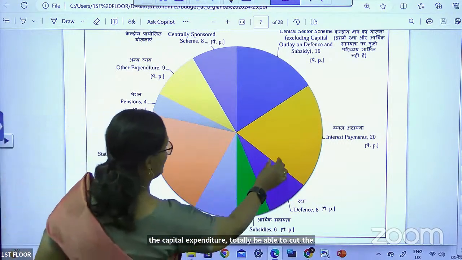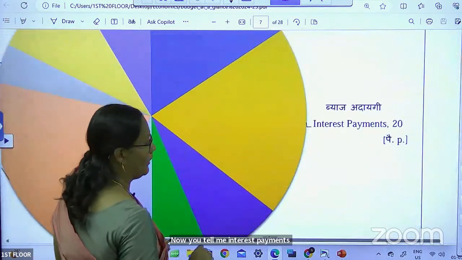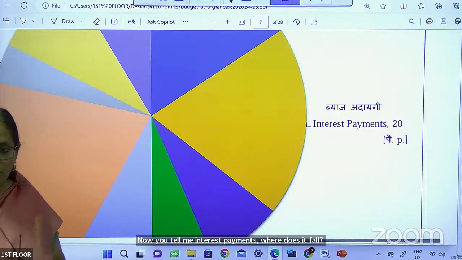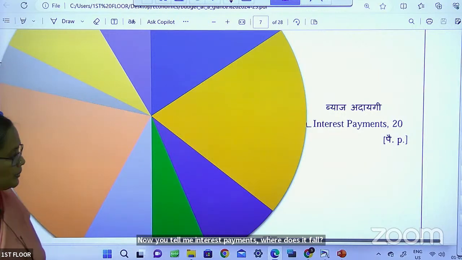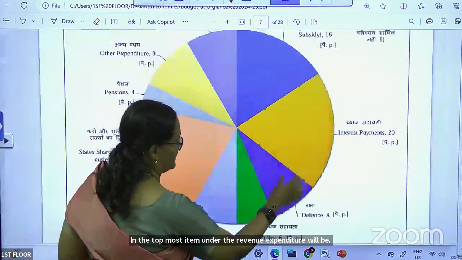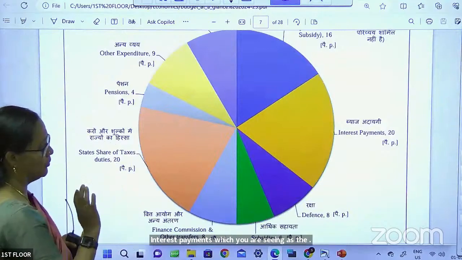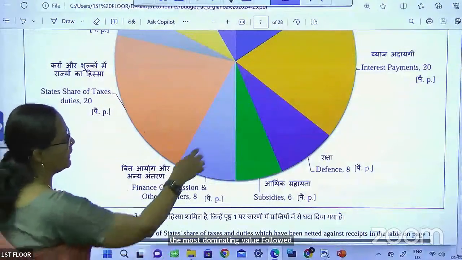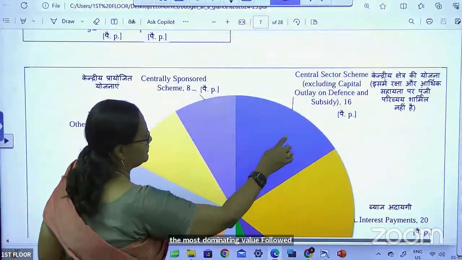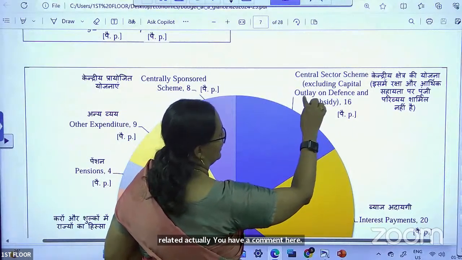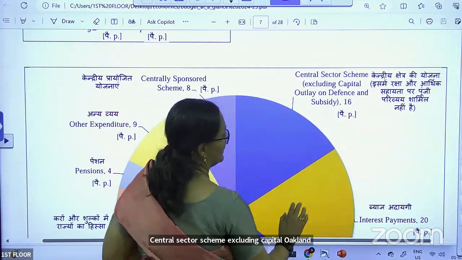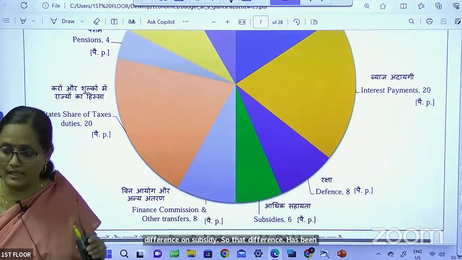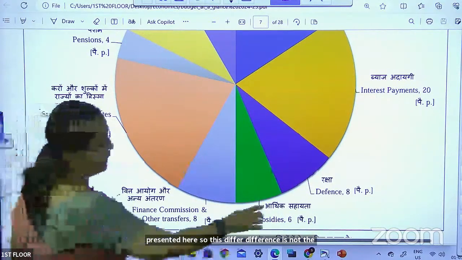Now you tell me, interest payments, where does it fall? Revenue expenditure. The topmost item under the revenue expenditure will be interest payments, which you are seeing as the 20 paise here out of the total thing. Actually, that will be the most dominating value, followed by the defense related. Actually, you have a comment here: central sector scheme excluding capital outlay and defense and subsidy. So that defense has been presented here. This defense is not the maintenance of the defense. This is actually the capital outlay on defense. So let's not take this now.